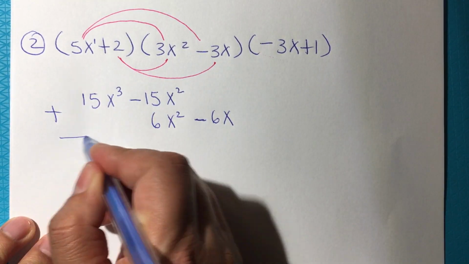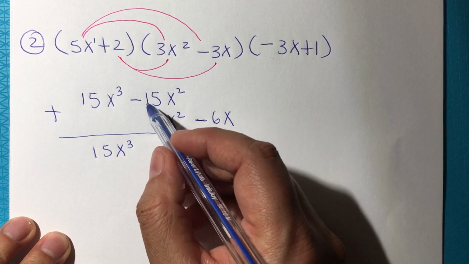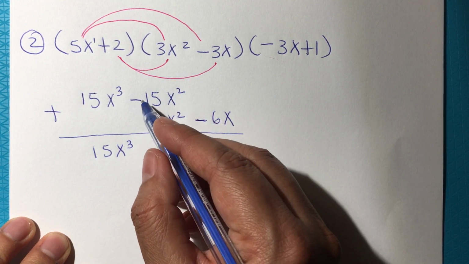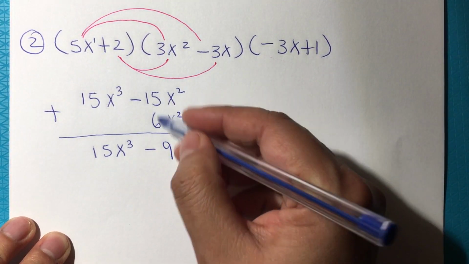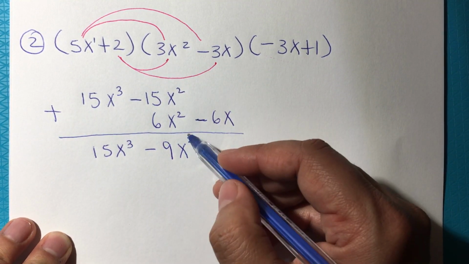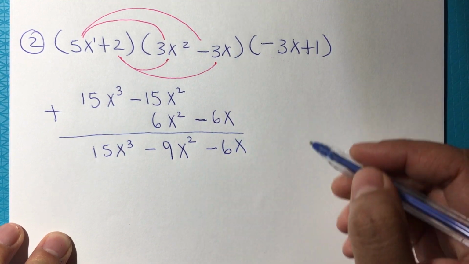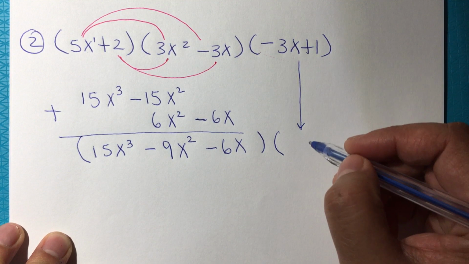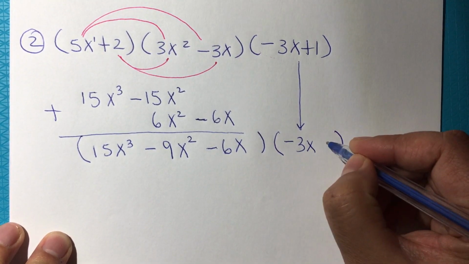We're going to add that, and we get 15x cubed. Negative 15 and positive 6 is negative 9. Remember that we subtract and leave the greater sign. And in addition, we just keep the same variable and same exponent. And this one, we just bring it down. Now we're going to multiply that result times the last binomial. So negative 3x plus 1.